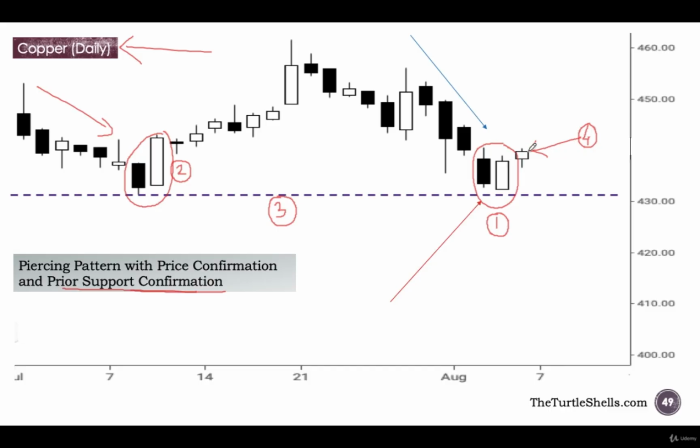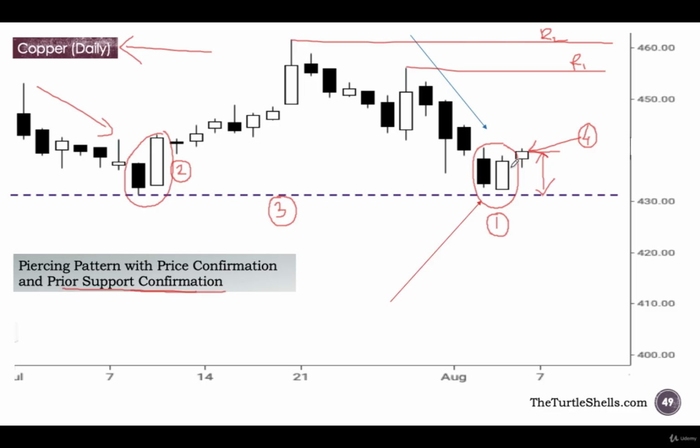But the only problem here is if we are taking the long position here instead of here, we are buying at a higher price point, which is reducing our reward to risk on that trade. So that would be our R1. That would be our R2. So the higher we buy, the lower is our reward, and the lower is our reward, the lower is our reward to risk on that trade.